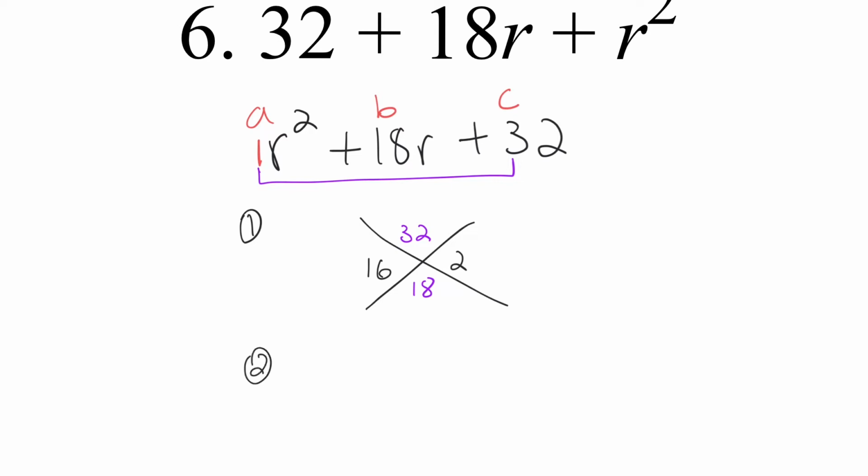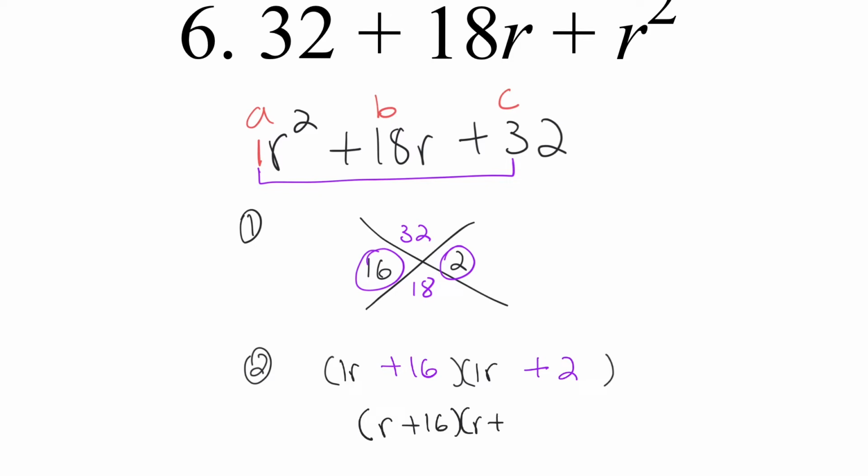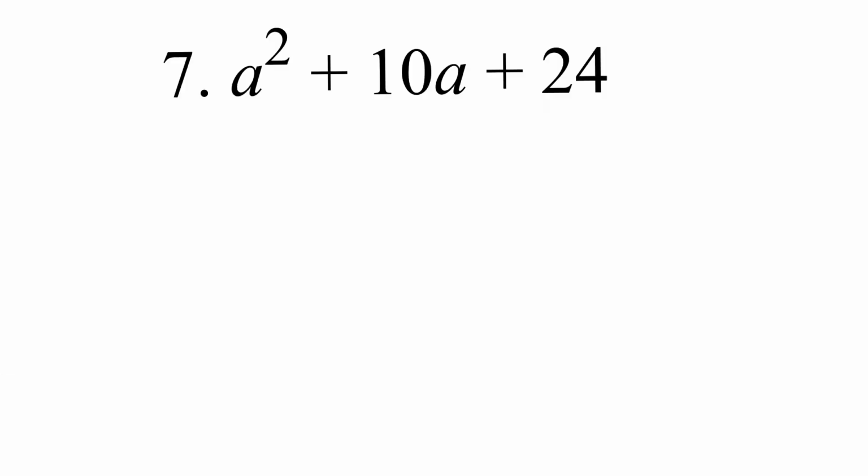So you guys write down your two binomials. And we have the a value is 1. So I'm going to bring down the 1r, and the factors, positive 16 and positive 2. I don't need those ones in front of the r. So I have r plus 16 times r plus 2. And there's the answer.